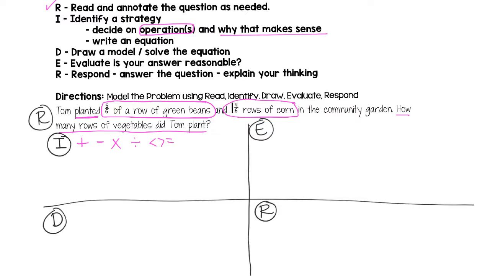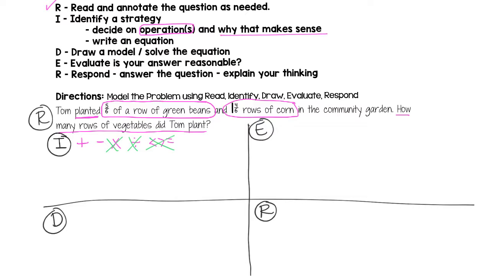Now that's our third time to read that. So how many rows did Tom plant? Does it make sense that we would be comparing? Are we comparing green beans and corn? No, we're not. So let's cross that out. Are we dividing into equal groups? No. Are we multiplying? Are we making the same number of groups? It's like 3, 3, 3, 3, 3, 3. No, we're not. So we're left with addition and subtraction.